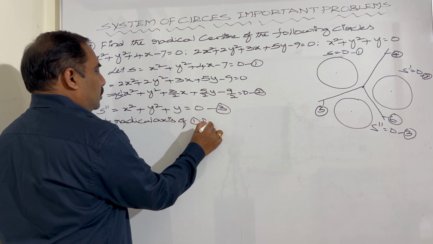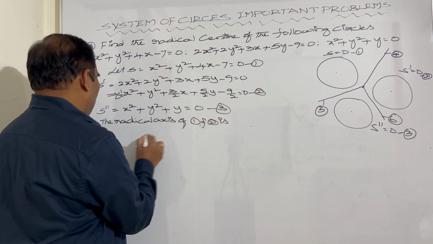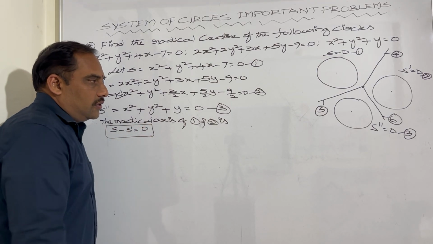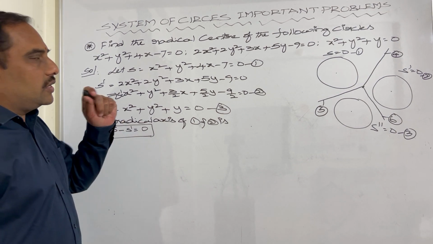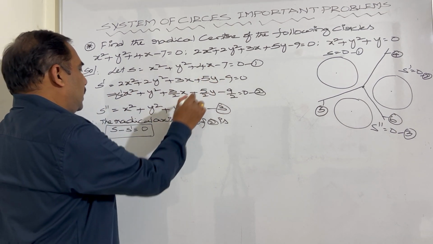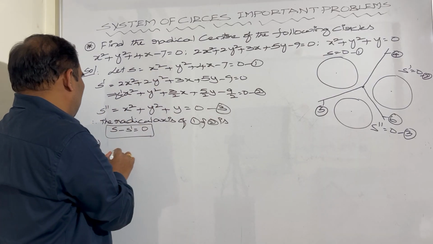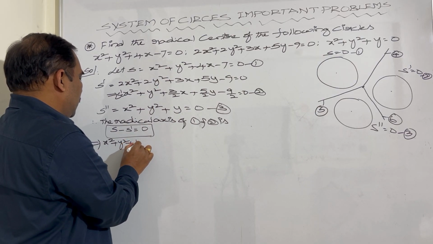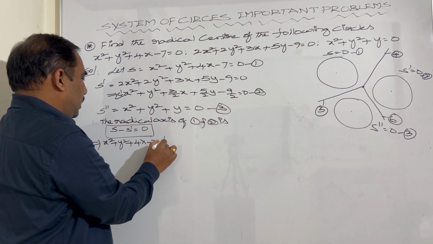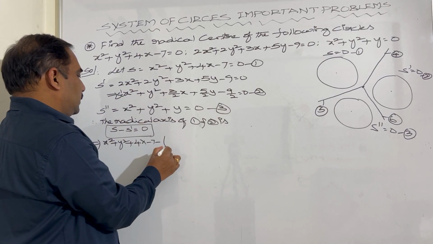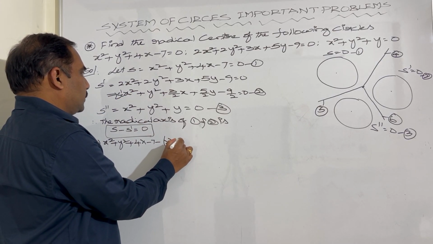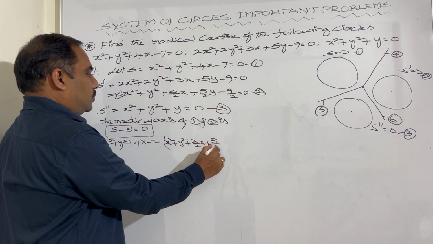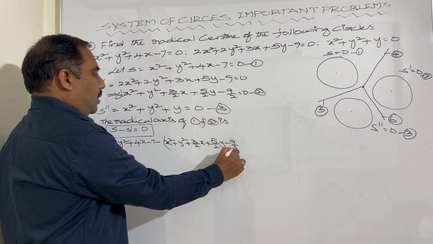The radical axis of 1 and 2 is S minus S dash is equal to 0. So now what is S here? S is x square plus y square plus 4x minus 7, and minus of the second circle, x square plus y square plus 3 by 2 into x plus 5 by 2 into y minus 9 by 2, is equal to 0.